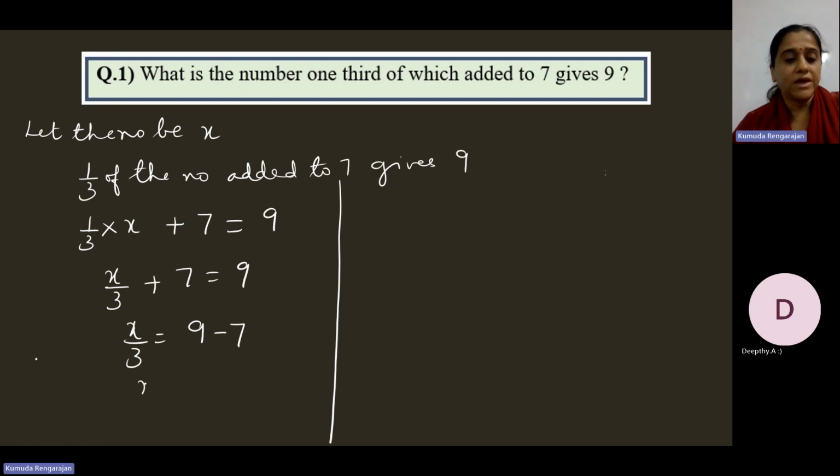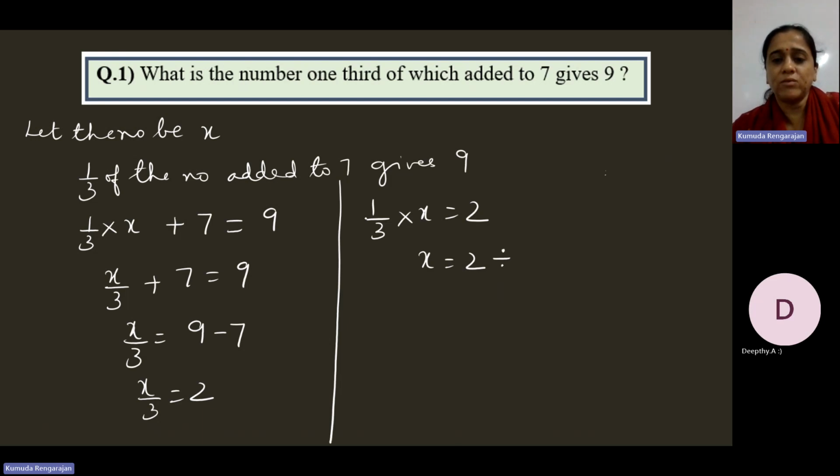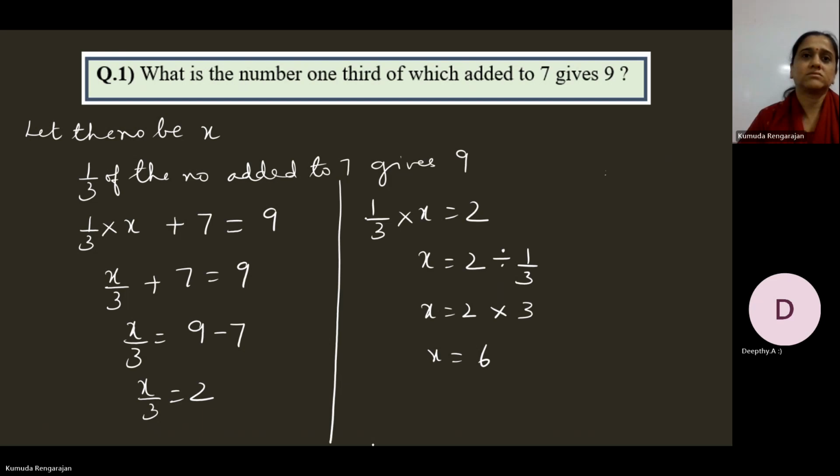So what do you have here? x by 3 is equal to 2, right? Now what is x by 3 actually? 1 by 3 into x, is equal to 2, correct? So now you need to take 1 by 3 to the other side. So x is equal to 2 divided by 1 by 3, correct? So x is equal to 2, division becomes multiplication, and 1 by 3, its reciprocal, 3. So x is equal to 6.